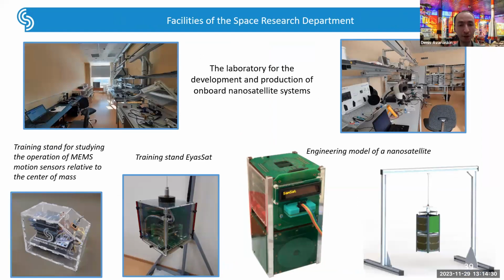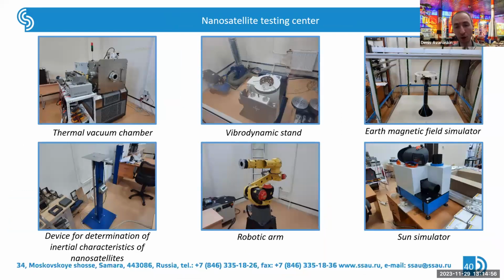So what facilities do we have for studying? Of course, we have the laboratories where we produce our onboard subsystems and the structures for our satellites. We have training models of satellites, engineering models. So here at the bottom of this slide, you can see the examples. Also, as I told before, we have a testing center.